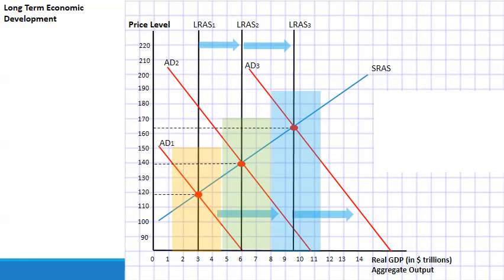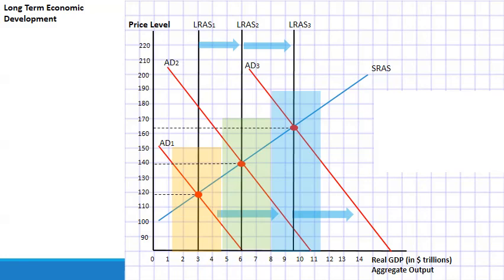In other words, what's happening is over the long term, LRAS is shifting to the right, AD is shifting to the right. In between that, during the short run, we see fluctuations happening within those shaded areas. That creates that business cycle that we're used to seeing, where we see a rise and we see a fall above and below potential GDP along the trend line.